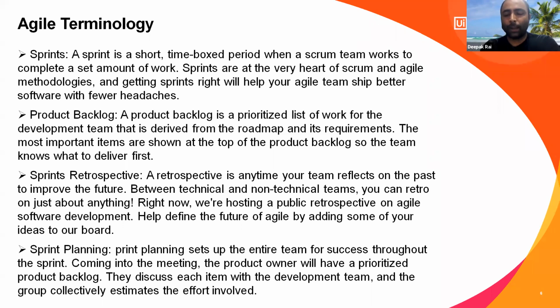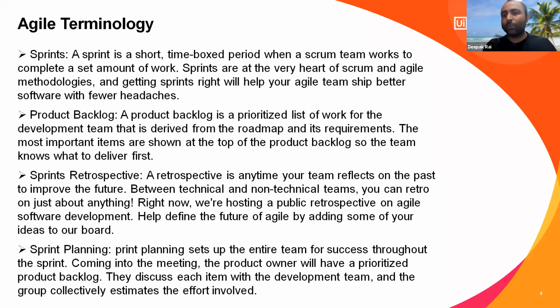These plans are created in the beginning of the PI plan, and when they discuss the 3 months of roadmap in the PI plan, they clear out the priorities: which items they will pick first and which features they will pick up next. This will derive the roadmap and its requirements. The most important items are shown at the top of the product backlog, so the team knows what to deliver first. So prioritization is always highest, then high, then medium, and then low. These are the prioritization labels when we are working in the Agile tool.